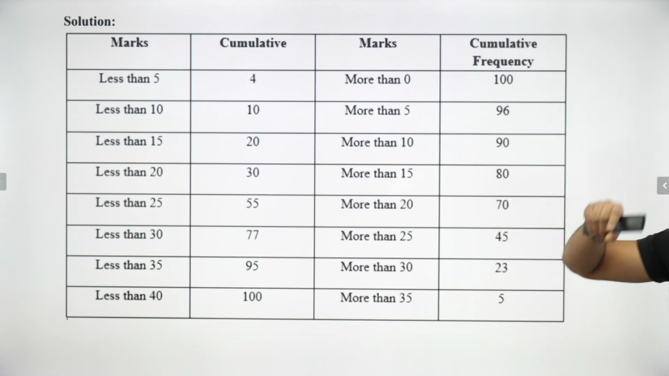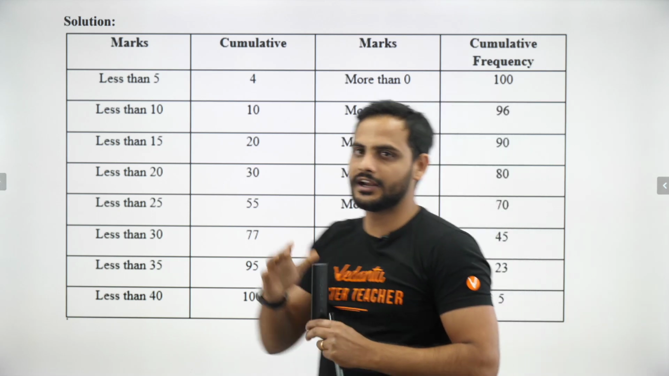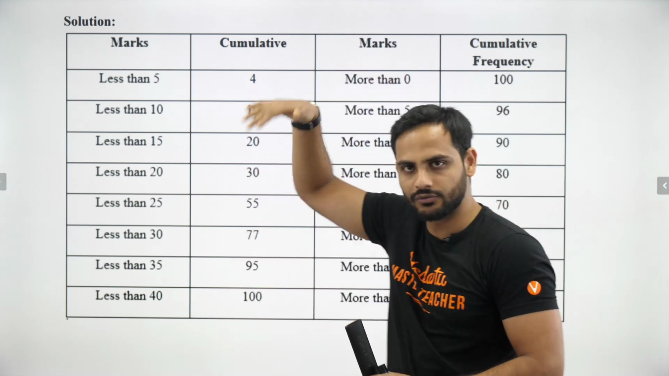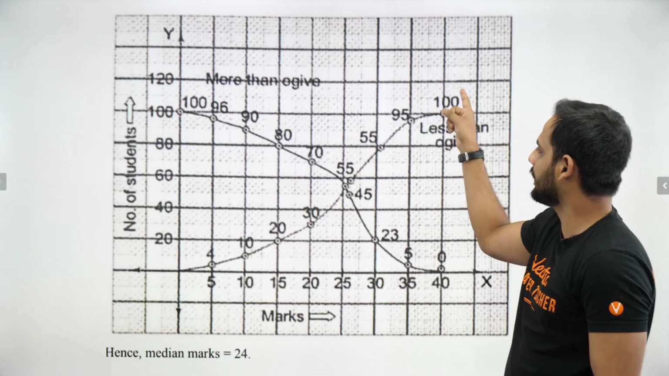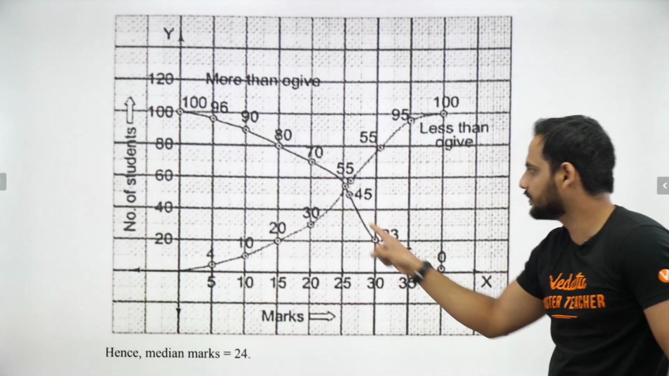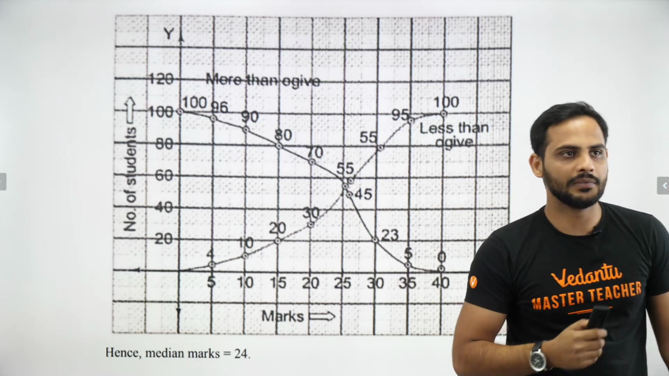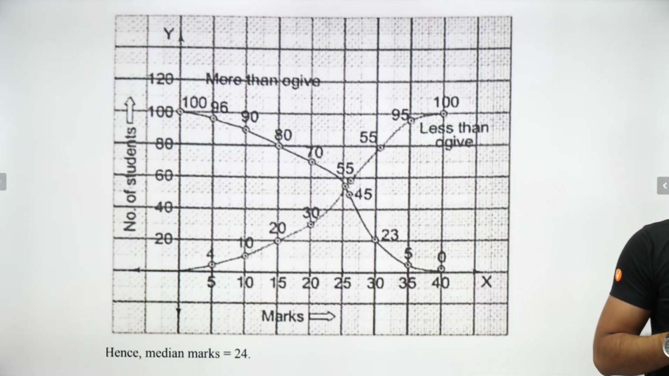More than, beta, remember, the less than ogive will always go up, and the more than ogive will always come down. Look, this is your less than ogive, it is going up. The more than ogive is going down. The point of intersection will tell you your median. Okay, this is all in the syllabus.